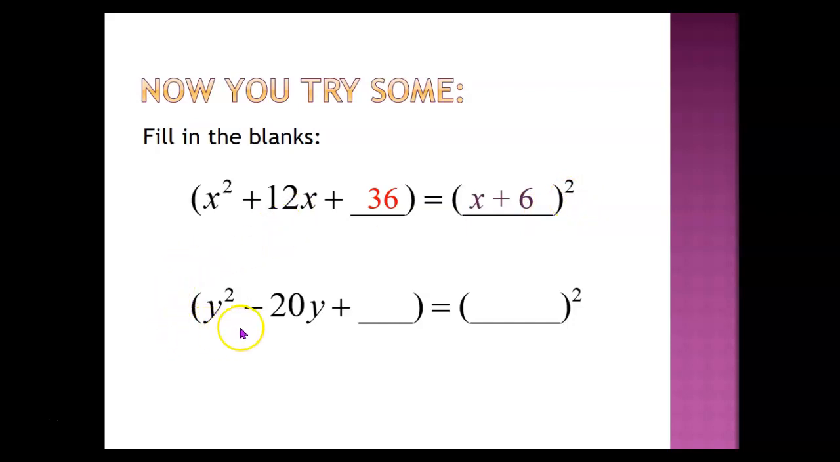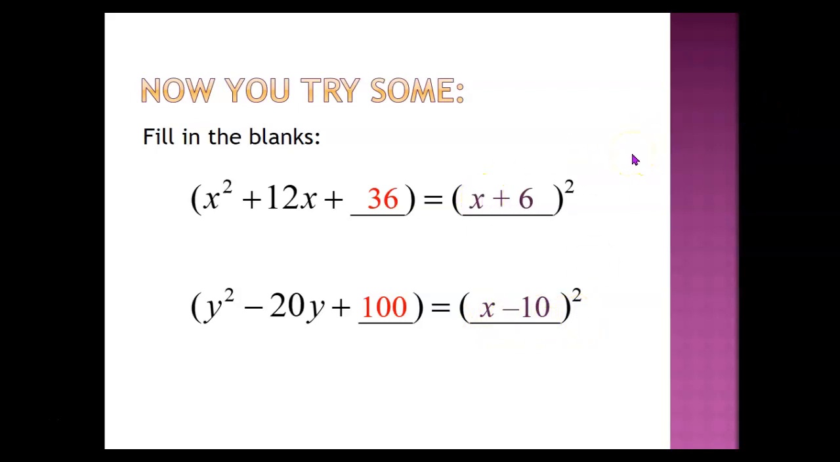Another example, y squared minus 20y plus, what goes in this blank? Remember, you have to look at the number in front of the variable, take half of that number, and square it. So when you do that, what do you get? Half of minus 20 is minus 10, but when you square it, it becomes plus 100. And then what goes here? The variable that's being squared here is y. The number that's being squared here is 10. It was minus because there's a minus here. So this is (y minus 10) squared.